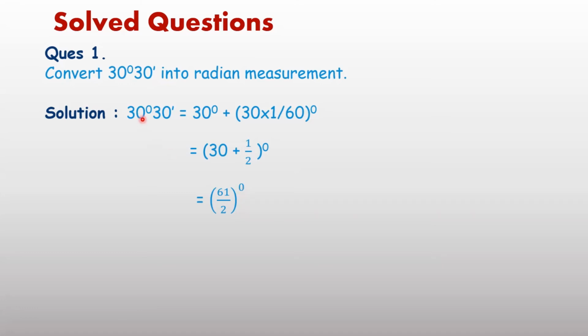So first simplify and write this angle in degree, and after that you have to convert in radian. To convert in radian, you have to multiply by pi by 180. If you multiply by pi upon 180 and simplify it, you will get 61 pi upon 360 radian. That is the process by which you can convert from degree measurement to radian measurement.